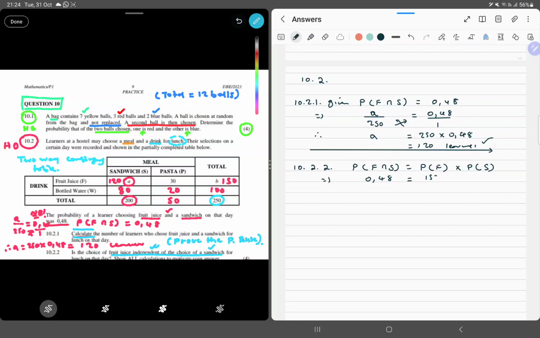So this is going to be 150 over, what is the total? Again, it's 150 students out of 250. Then we're going to say multiply by the probability of choosing a sandwich. This one we will find the total in the vertical column. And how many were they who chose a sandwich? There were 200 in total. So we're going to take that 200, and out of how many students? 250.